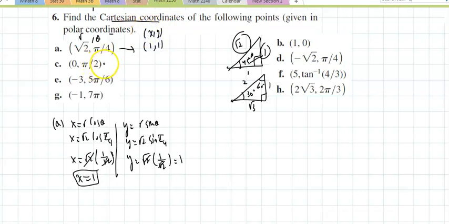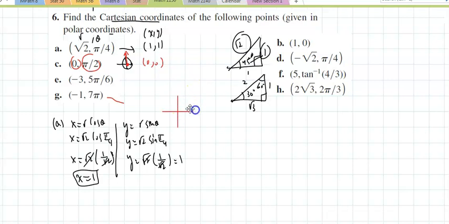Here, I could use the formula, or I could say, wait a minute, that's a special case. With r and theta, if I rotate to pi over 2, now I'm pointing in this direction. But if I don't move at all, I am at the origin. I could figure out this point, no problem. I could figure out this point also without doing much work.